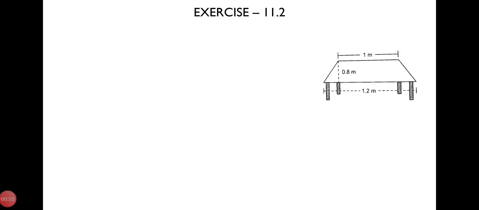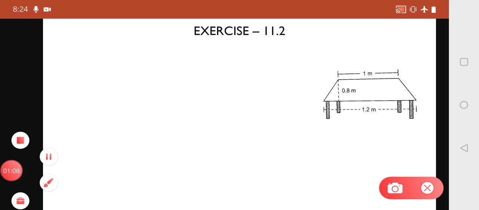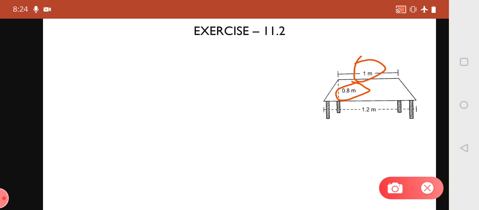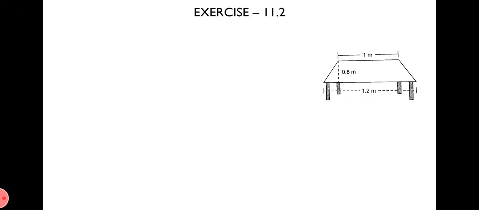You can see in the figure that the top surface of the table is in the shape of trapezium, where the length of parallel sides is given as 1 meter and 1.2 meter, and the perpendicular distance between two parallel sides is given as 0.8 meter. This is the perpendicular distance, that is, we are taking it as height, and this 1 meter and 1.2 meter are the parallel sides' lengths. So, you only have to use the formula, insert the values and find out the area.